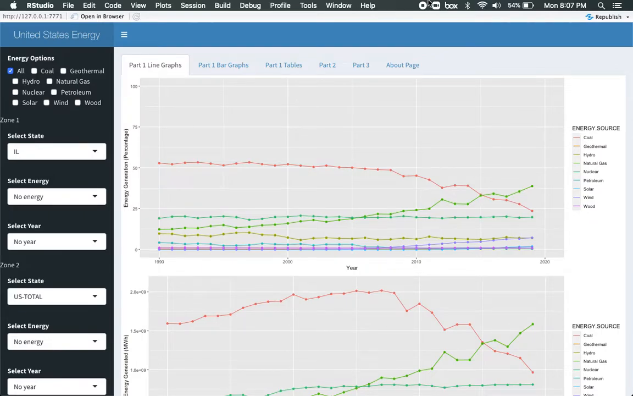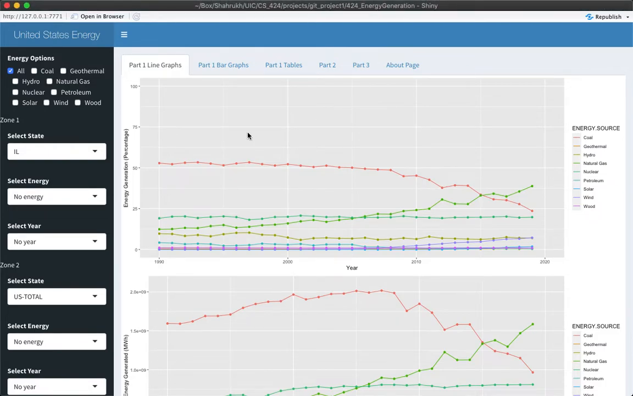Hello everybody. Today I'll be going through my project 1 for CS424 in which we explored the different energy sources that are used in the United States and how much of each energy source was used from 1990 to 2019.